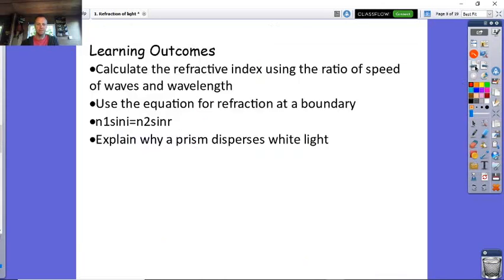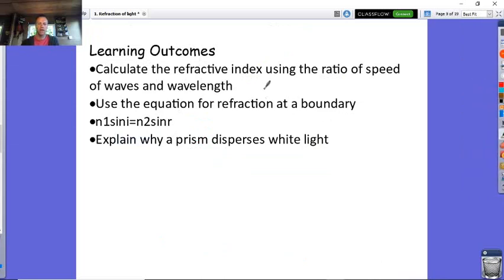So to summarize, what I've been through is that you can now work out the refractive index using the ratio of speeds and the ratio of the wavelengths. You can now use that equation and explain why white light is dispersed by a prism.